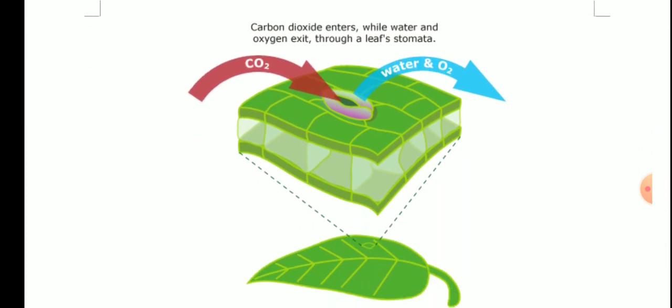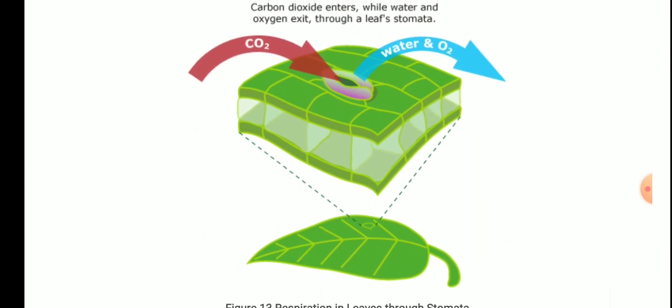Now, this one shows that carbon dioxide enters while water and oxygen exit through a leaf's stomata when the process of photosynthesis takes place. Okay, you can see the leaf, this is the enlarged view. By magnifying a particular small part of the leaf, you can see a small opening. That opening is called stomata.